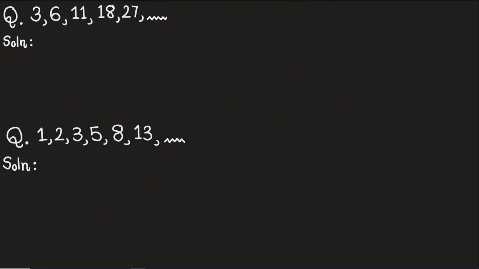Here I have taken 2 examples. These are solved examples in our book. So let us see them. What does our first question say? There is a series given to us. The series is 3 6 11 18 27, and they have asked us what the next number would be.